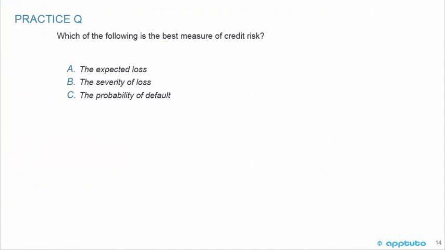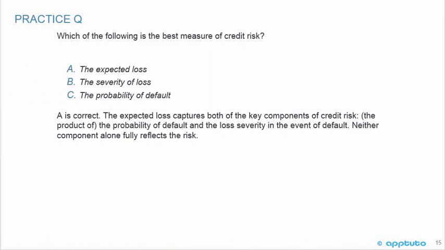And this is a nice practice question to finish on. It's not a definition, but a measurement. If you can't measure it, you can't manage it. So which of the following is the best measure of credit risk? A, the expected loss, B, the severity of loss, or C, the probability of default?